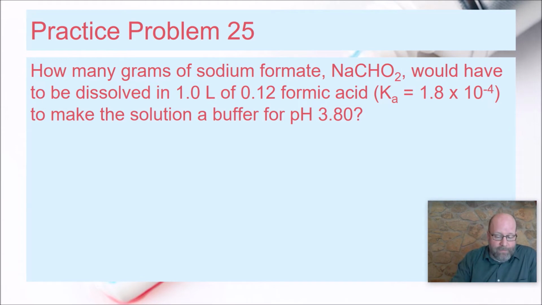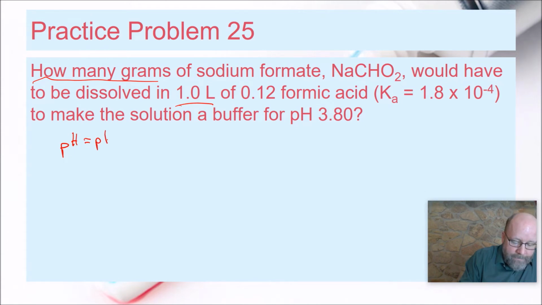But this one is very much the same thing, only this time I actually ask you how many grams, so we're going to have to get all the way there. I did say 1 liter, so that makes it easier. But this is basically the same problem we just did. And so I'll just rearrange this equation again. Concentration of our, this is formic acid. So like this. So again, we're trying to solve for that conjugate base.